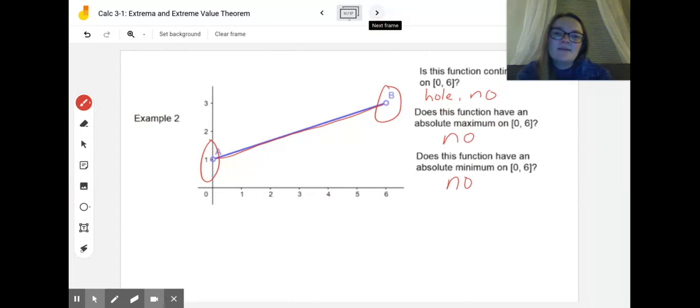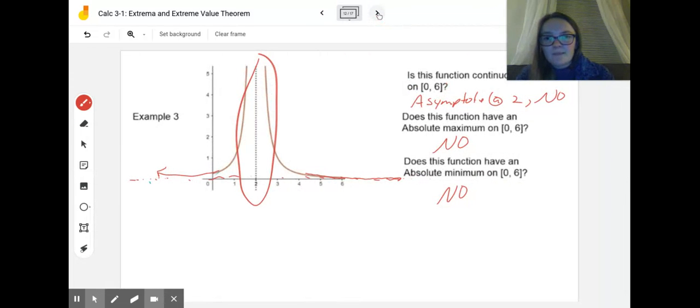All right, after that, is this function continuous? No, it's not on the closed interval because I have a hole. I have a hole at 0 and I have a hole at 6. So just looking at this graph, we already talked about this question, there is no max and there is no min. This question, is the function continuous on 0 to 6? No, once again, I have an asymptote, so it's not continuous.